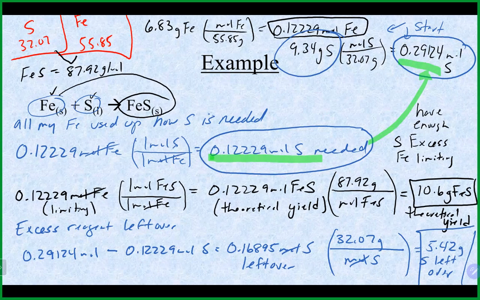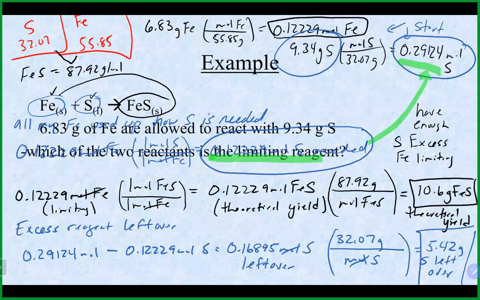Technically speaking, how much of the iron should be left over? 0, right? Because it's a limiting reagent, so it should be used up. It should be completely gone. Any questions on any of those steps there? Okay. All right, so why don't you try another one here and see.